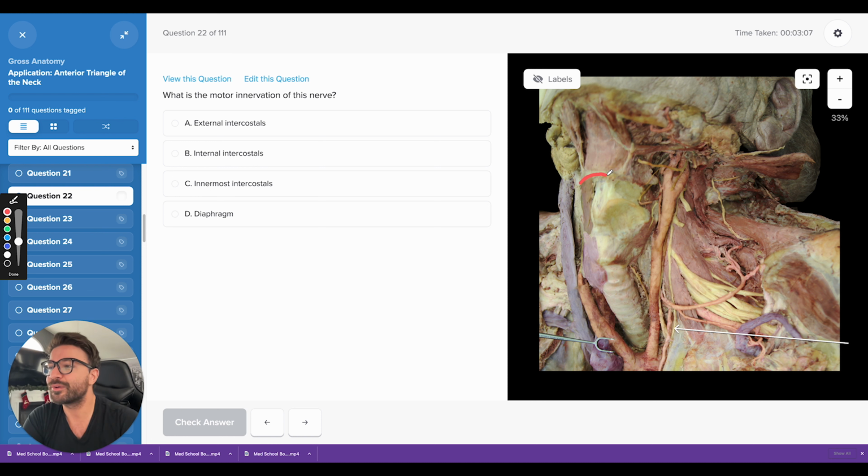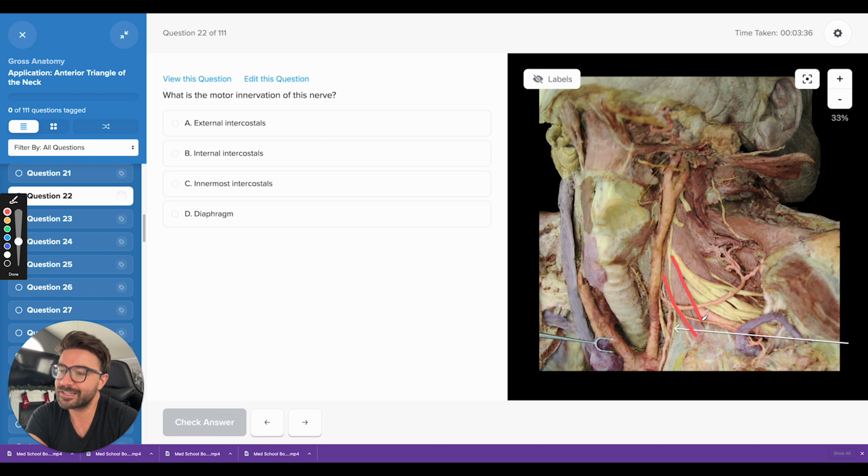Up here, this is where we're going to have our hyoid bone. In between the two, we're going to have our thyrohyoid membrane. As we start to move laterally, we're going to have our left common carotid artery right here as it divides into the external carotid and the internal carotid arteries. And then we're going to have this set of muscles right here.